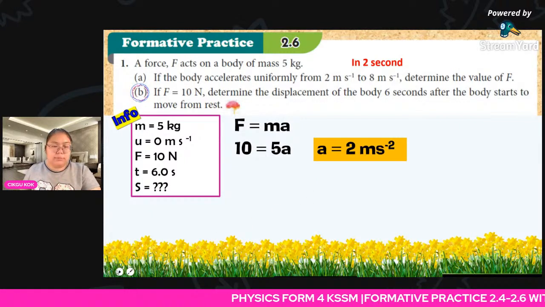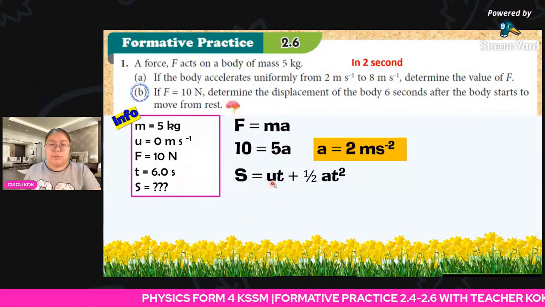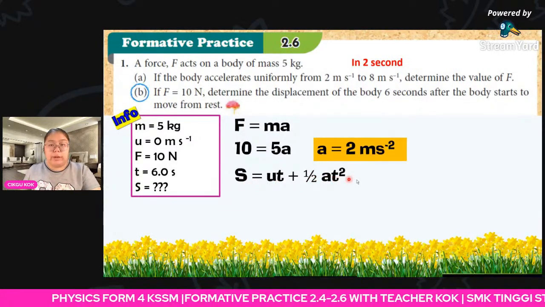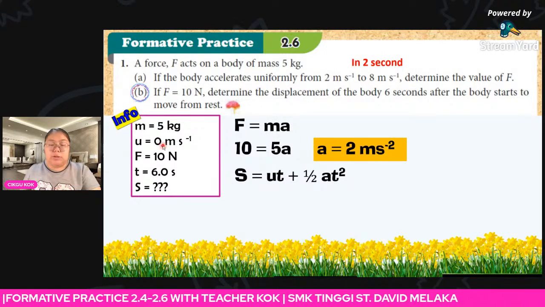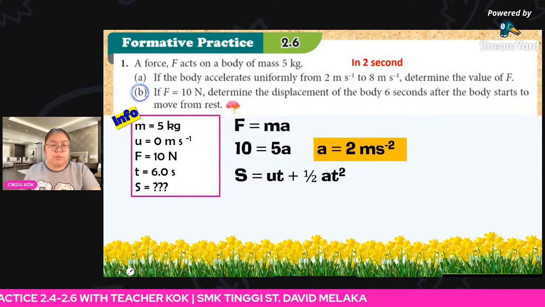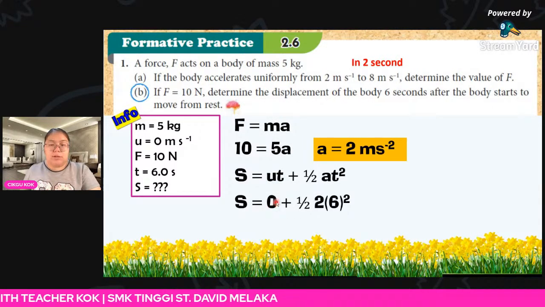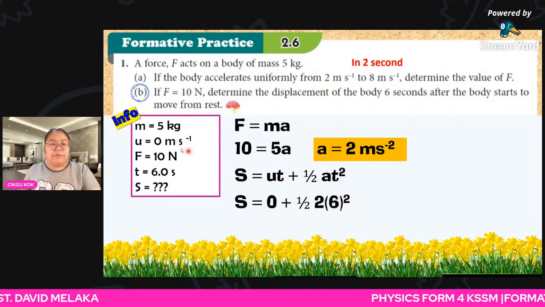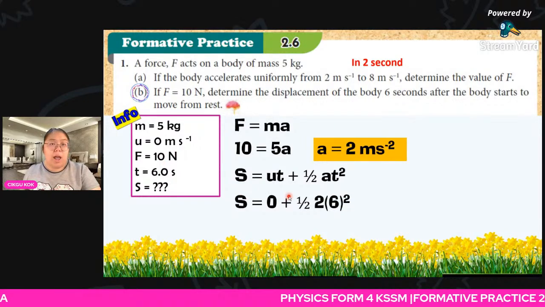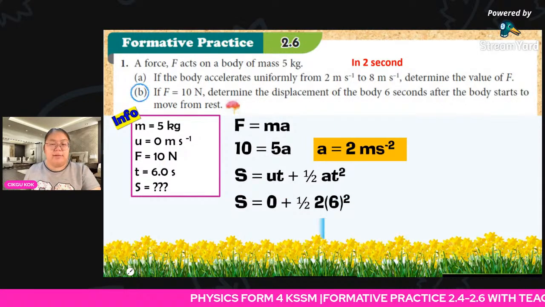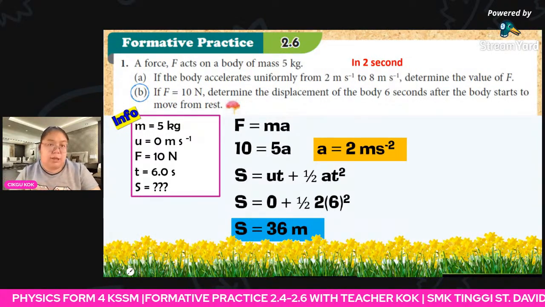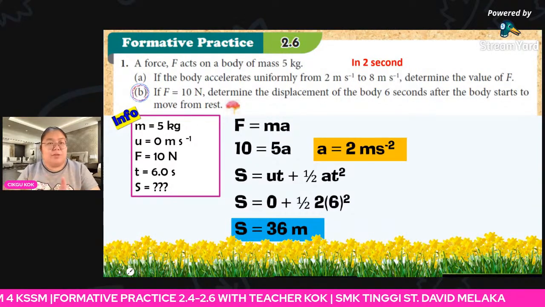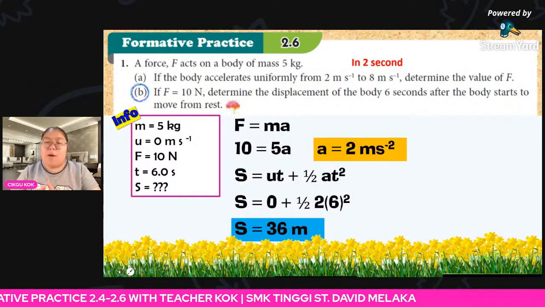So we apply S equals ut plus 1 over 2 at squared. The ut term we can cancel because u is 0. So S equals 1 over 2, then a is 2, then 6 squared. So the final answer for displacement is 36 meter. So from here, this one is until question 2.6.